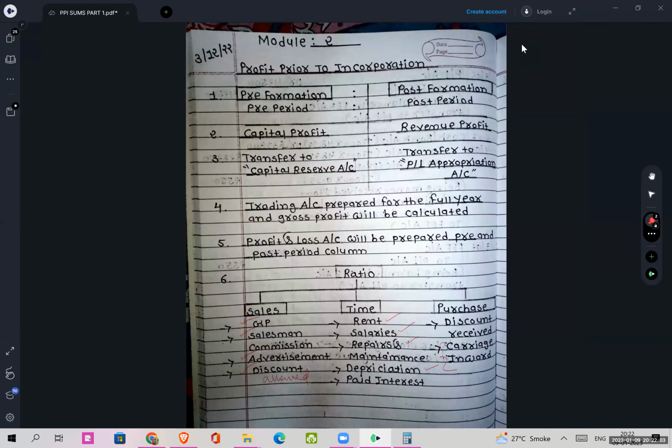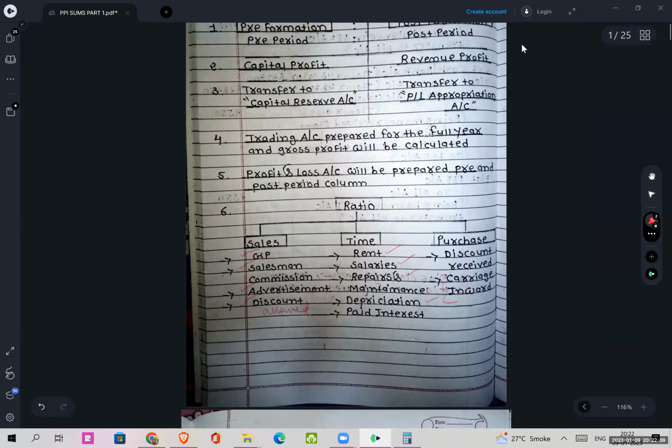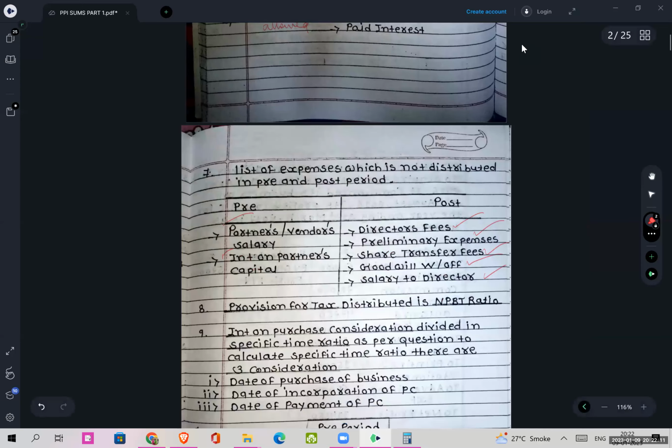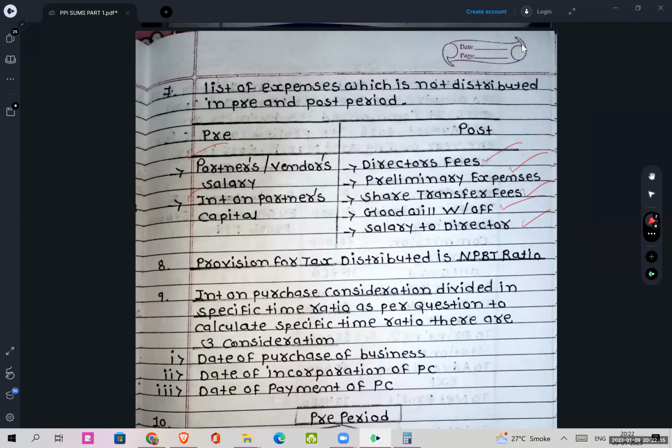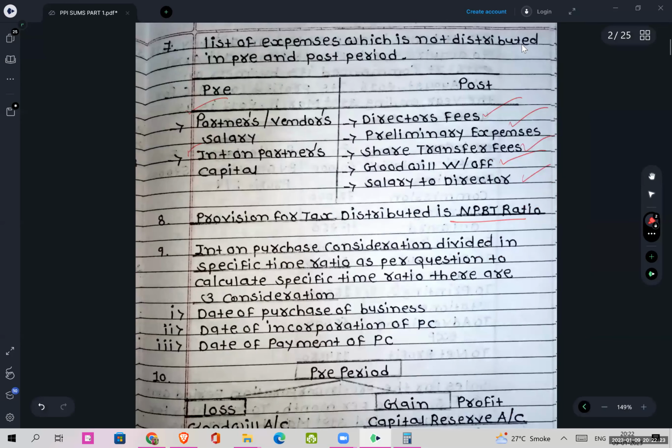That is what I had discussed in the last lecture. So this was the summary of the same. Provision for taxes will be distributed in net profit before tax ratio. Then interest on purchase consideration will be divided in specific time ratio as per the question.